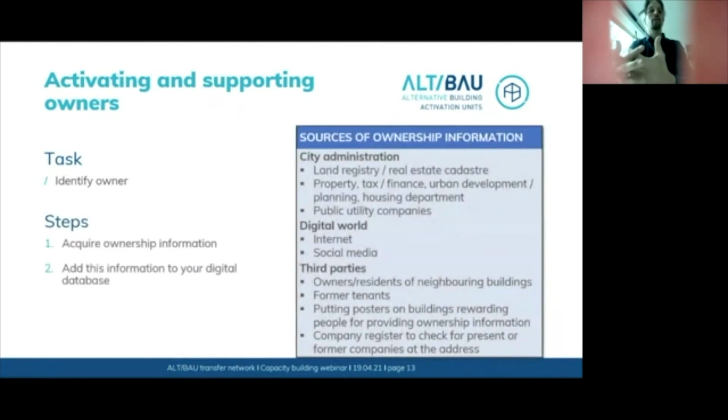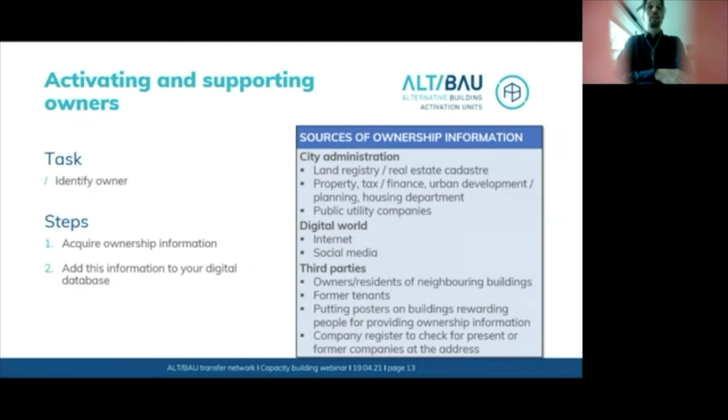Very important is to acquire ownership information, and there are different sources for how to get the name and the contact details. We have found out about three main sources to obtain this information. The first one is to get information from the city administration. You can check the land registry or the real estate cadastre, which most municipalities have. You can talk to the property department or the tax and finance department, which might have this information on the owner or owners, or maybe also the urban planning department. So there are different departments you can check and ask to get contact details.